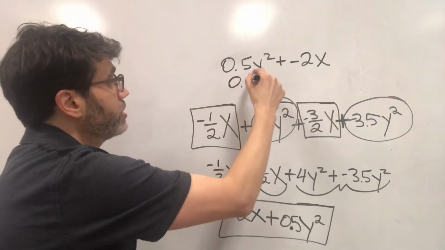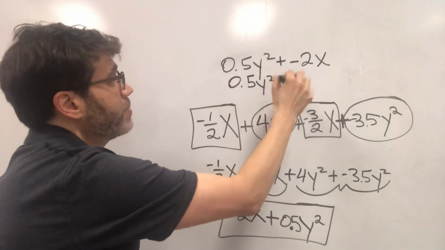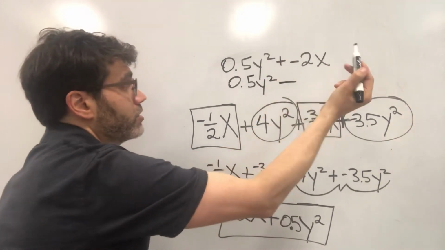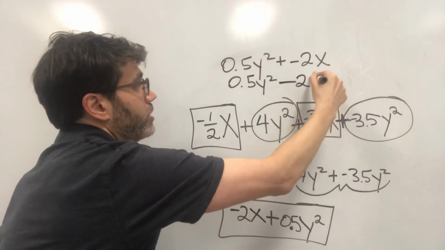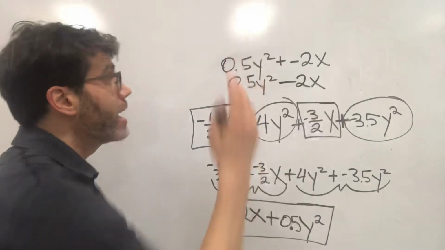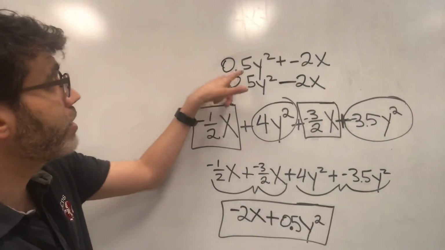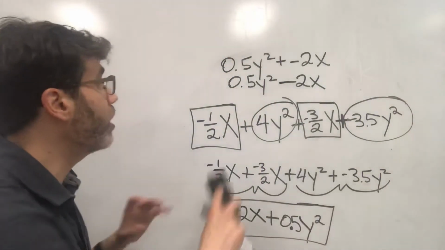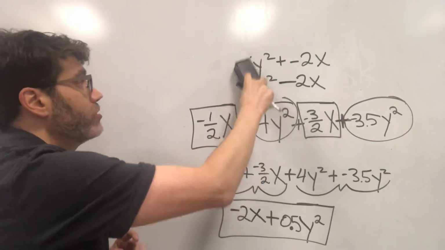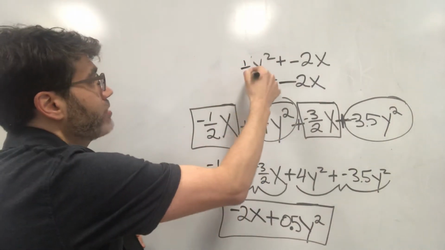You could do that. And then you could also do 0.5y squared. Remember when we have a plus negative? That's the same thing as just a subtraction sign. So you could also do it like this: 0.5y squared minus 2x. And of course, 0.5 is a decimal. If you want, feel free to turn 0.5 into a fraction as well. That's totally fine. And that is 1/2 as a fraction.